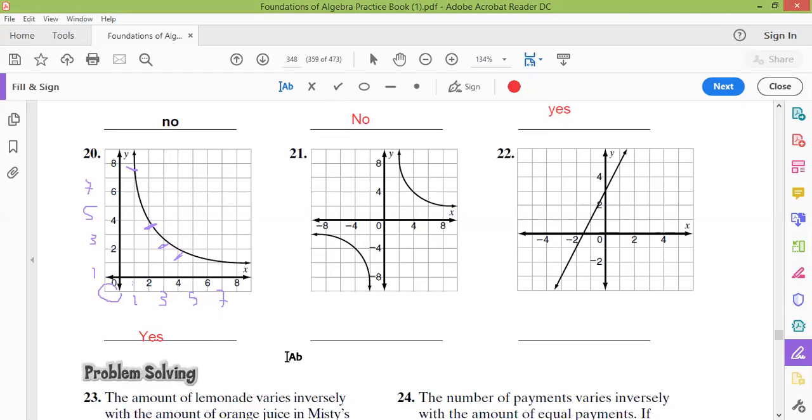Okay? Same like this here, this one is also an inverse relationship. When you find a straight line, it is always direct variation. So right here, no. Yeah. Okay.